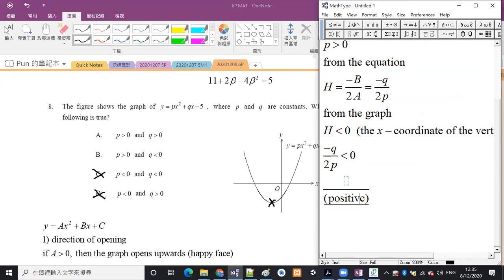Positive. Because 2 times positive is positive. 2 times positive number. And then the outcome should be a negative number. So what should negative q be in order to make the fraction to be a negative number?